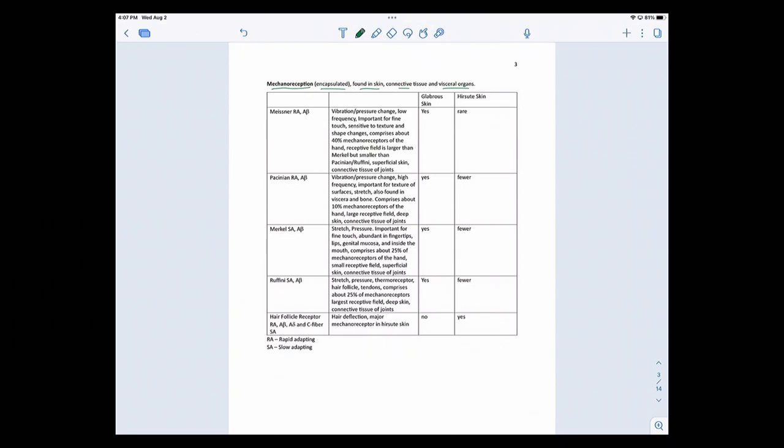The encapsulated part comes in this way. You have some type of little organ here, and it has multiple layers of connective tissue, maybe like a little onion. Then you have a neuron going right up into that little encapsulated organ, and that's my sensory neuron, going off to the central nervous system here.